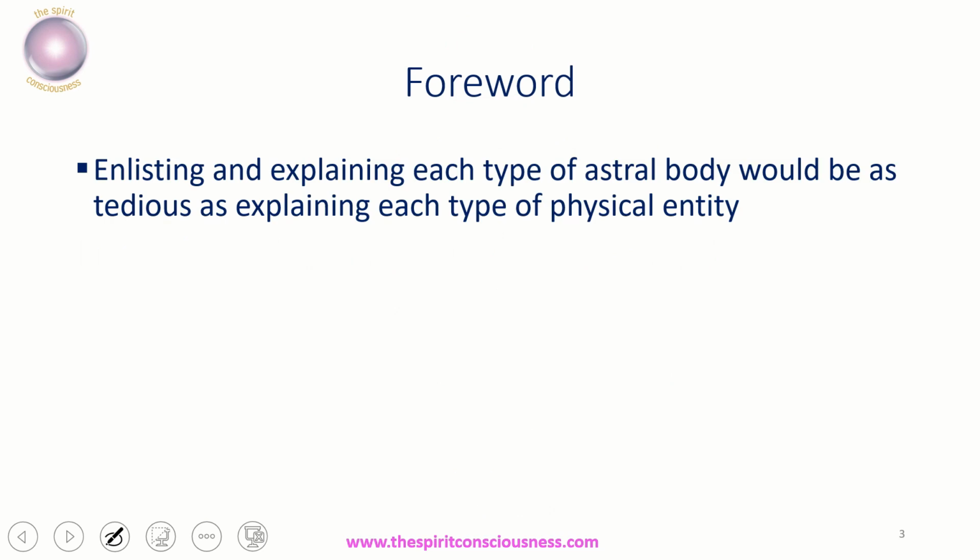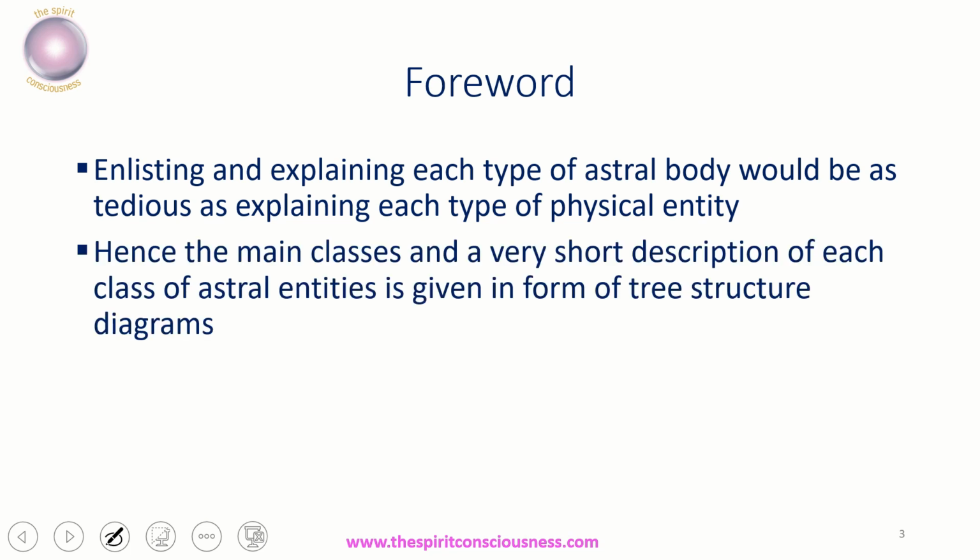So quickly enlisting and explaining each type of astral body would be as tedious as explaining each type of physical entity. By this, what the author means is that the plant kingdom has so many varieties of plants, trees, shrubs, grasses, deciduous trees, tropical trees, all sorts. So, I mean, it's as tedious as that. So hence, the main classes and a very short description of each class of astral entities is given in the form of tree structure diagrams.